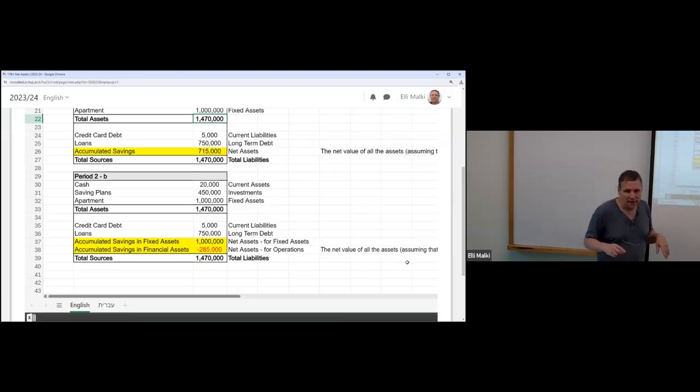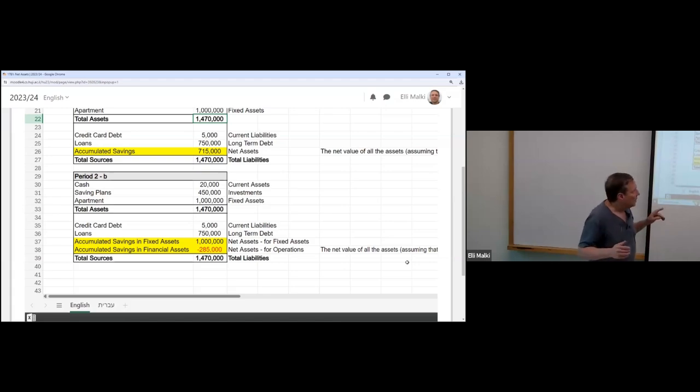This is reflected in the following two yellow lines. So first of all, my asset sides remain the same. Current assets, the cash, the saving plans, and the apartments. Also, my external debt remains the same, the 5,750.